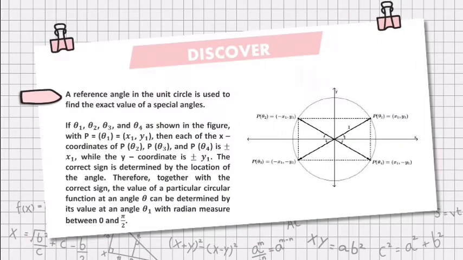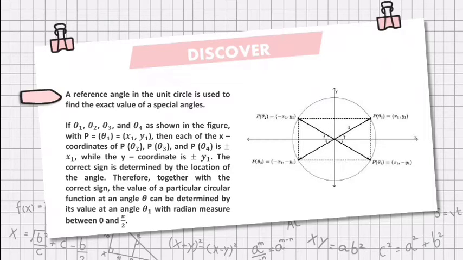A reference angle in the unit circle is used to find the exact value of special angles. If theta sub 1, theta sub 2, theta sub 3, and theta sub 4 are as shown in the figure, with P of theta sub 1 equal to x sub 1 and y sub 1, then each of the x coordinates of P of theta sub 2, 3, and 4 is positive or negative x sub 1, while the y coordinates is positive or negative y sub 1. The correct sign is determined by the location of the angle.